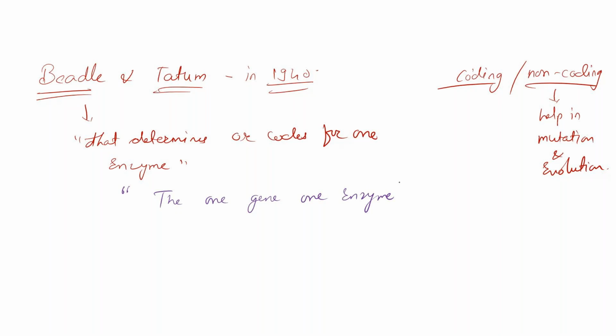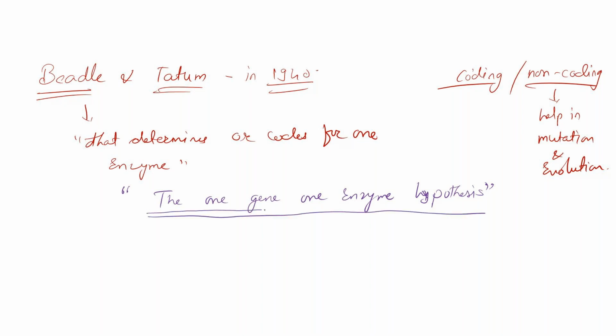Okay, hearing this name we feel, what is this? But it is nothing. They have stated that the functional part of the DNA is the gene, and one gene is going to code for only one enzyme, always. That they have stated. But this is not the case. This hypothesis was right to some extent, but not applicable for all the genes. But at least they started by giving this one gene one enzyme hypothesis.